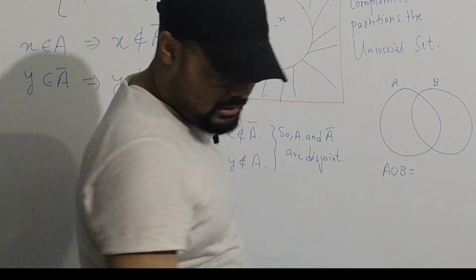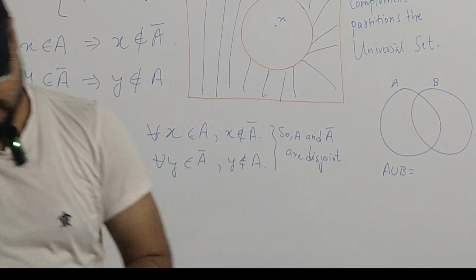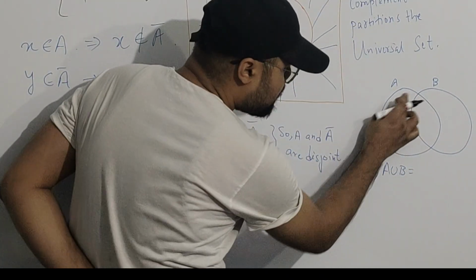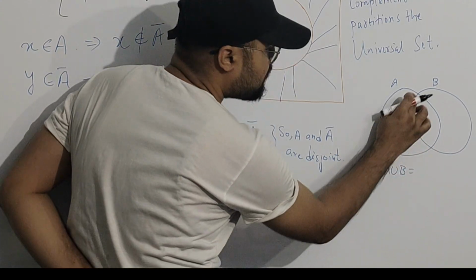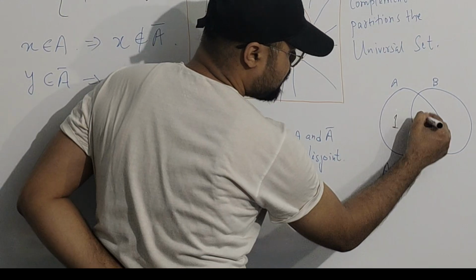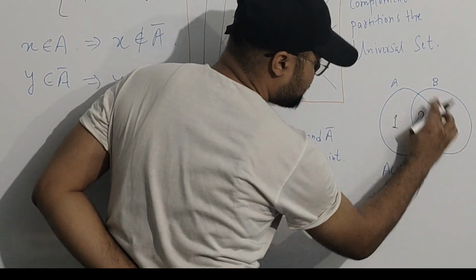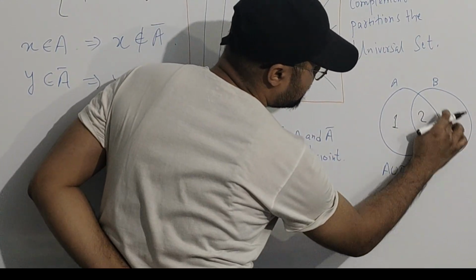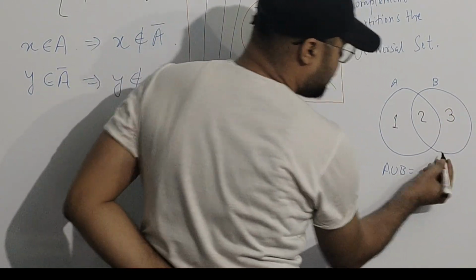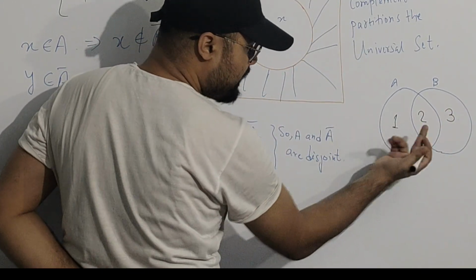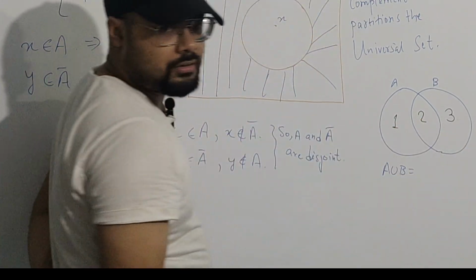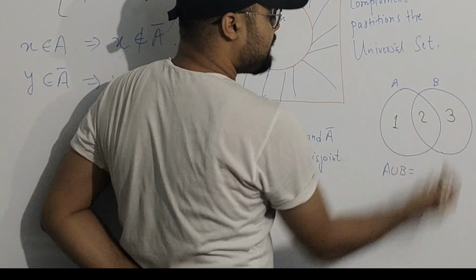But let's say I divide this A union B into regions, like this region. This region is 1, this region is 2, and this region is 3. So 1 and 2 are mutually disjoint, there are no elements in common, and 2 and 3 are mutually disjoint, and 1 and 3 are mutually disjoint.